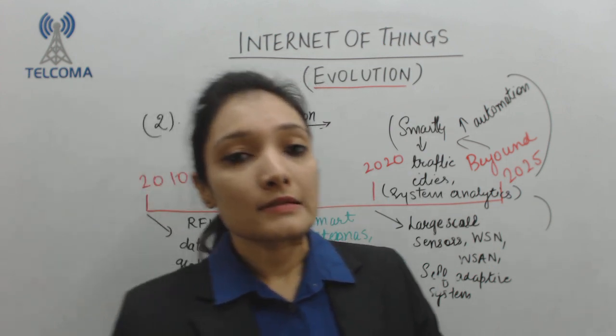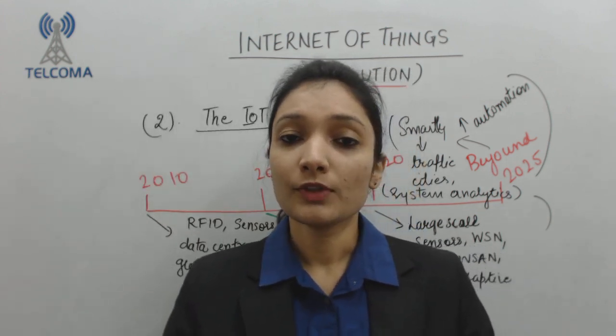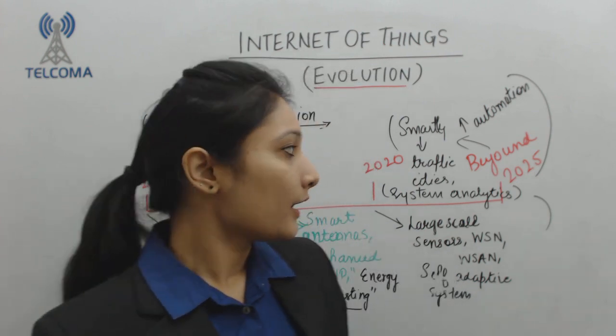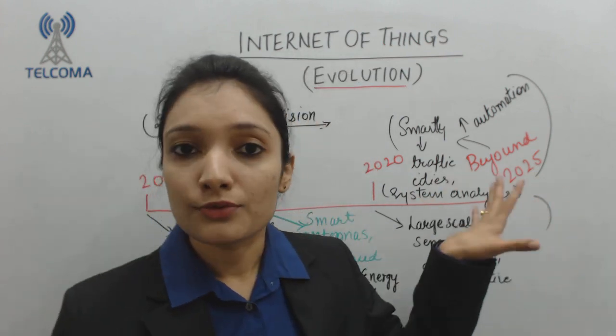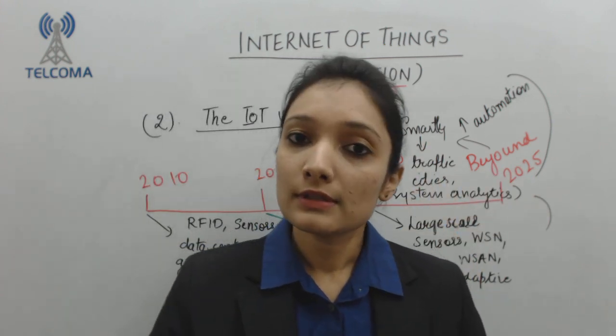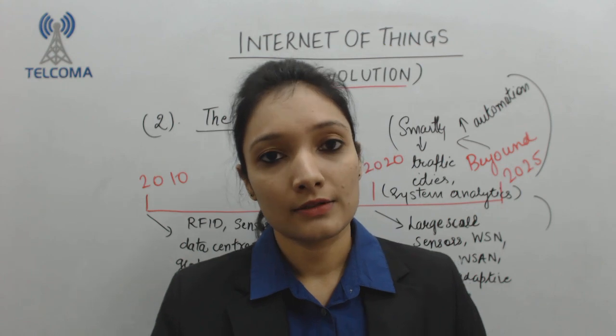So today we have discussed how the Internet of Things has evolved till date and up to which level it is supposed to reach by 2020 and 2025. So this is all for today's session in Internet of Things.